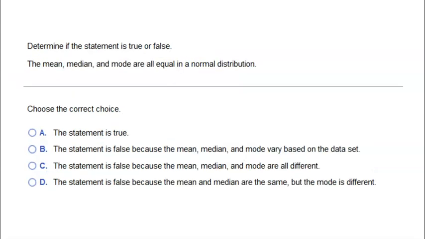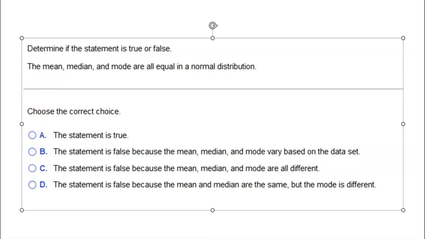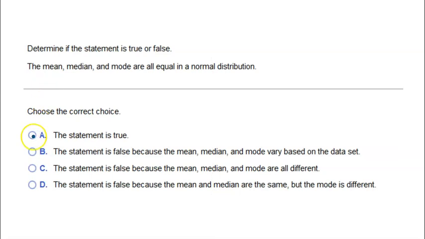Next question, determine if the statement is true or false. The mean, median, and mode are all equal in a normal distribution. You know that's true, right? The statement is true. Uh-oh, pen's not working. Hold that thought. There we go. The statement is true. The mean, median, and mode are all equal in a normal distribution. All the others say the statement is false. And I'm just glancing through those options. Nope. They're the same. There's just no way around it. By definition, they're the same.